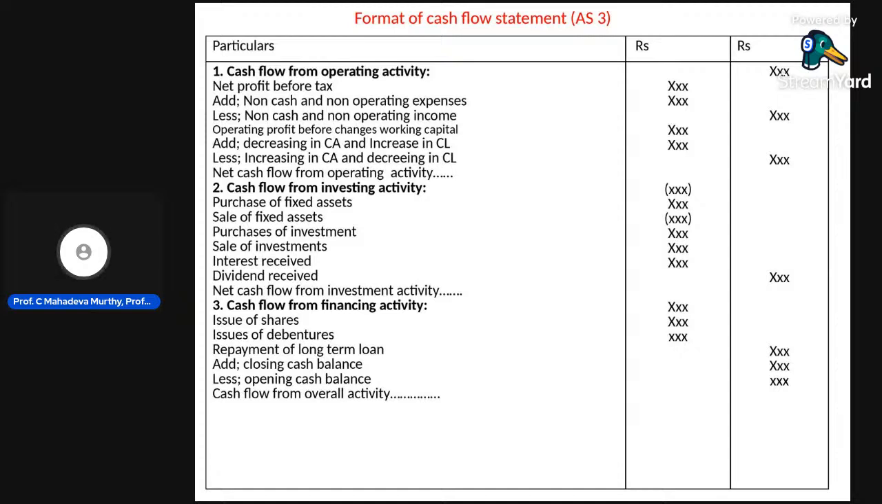The third one, cash flow from financing activity. The probable items that appear here are issue of shares, where cash comes into the organization, issue of debentures, cash comes in, and repayment of loan or term loan. Then add closing cash balances, less opening cash balance, and that is the total we call the cash flow from overall activity.